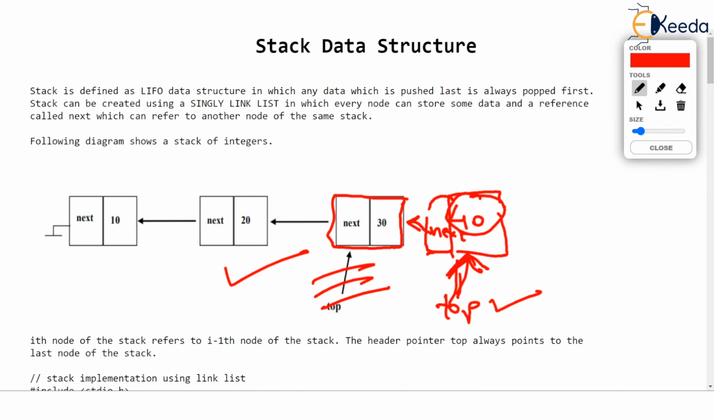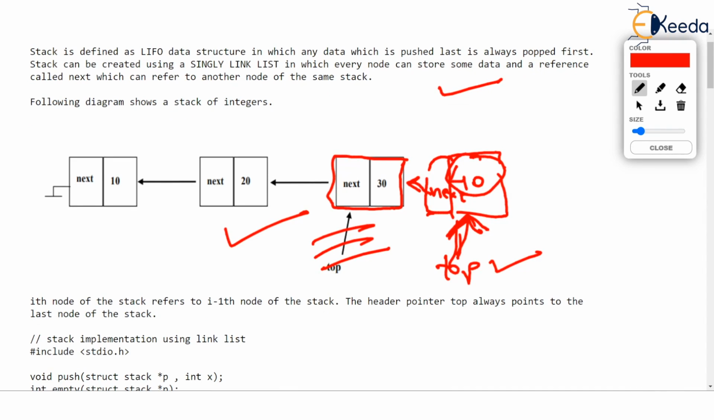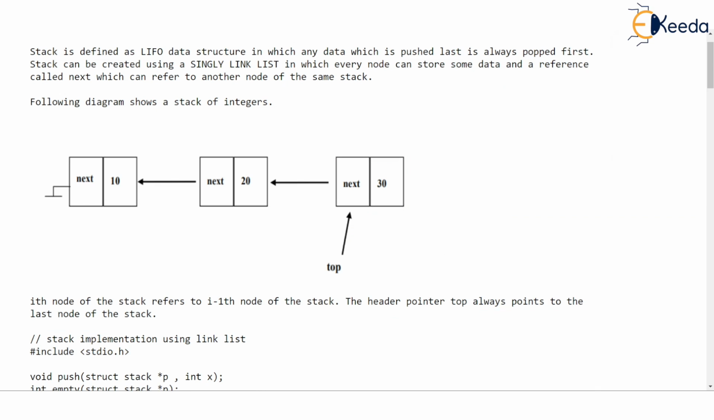So in general, I have written here the definition as you can see, and in one sentence, I have written that the ith node of the stack refers to the I minus one node. It is referring to the I minus one node, isn't it? And the header pointer top always points to the last node of the stack. 40 was actually the last value inserted and top refers to that node. So that is what is stack, a last in first out data structure, and it can be created by using singly linked list.